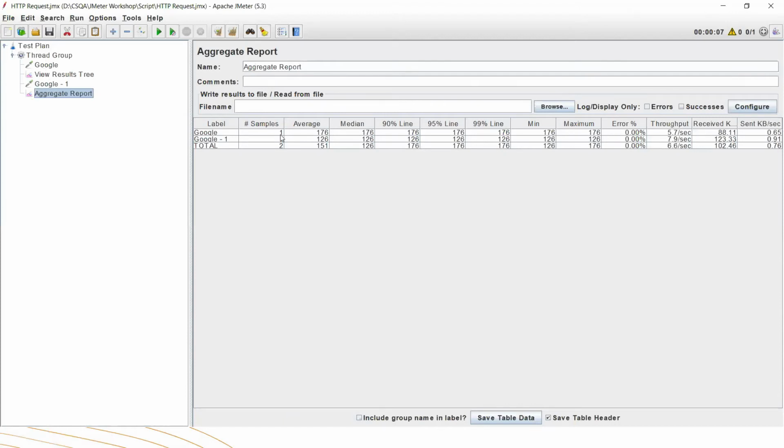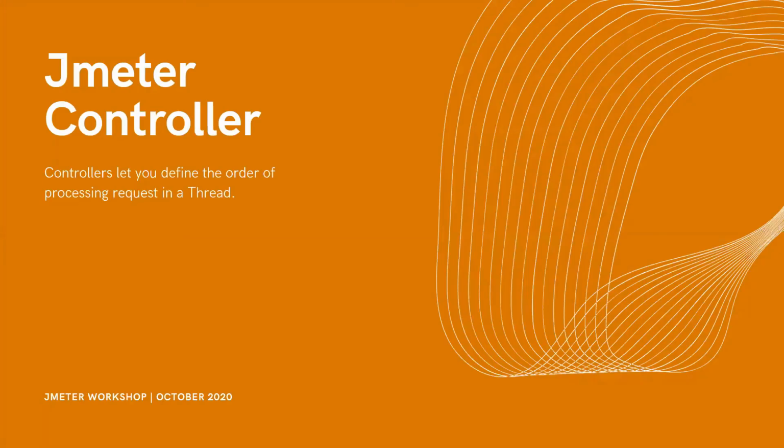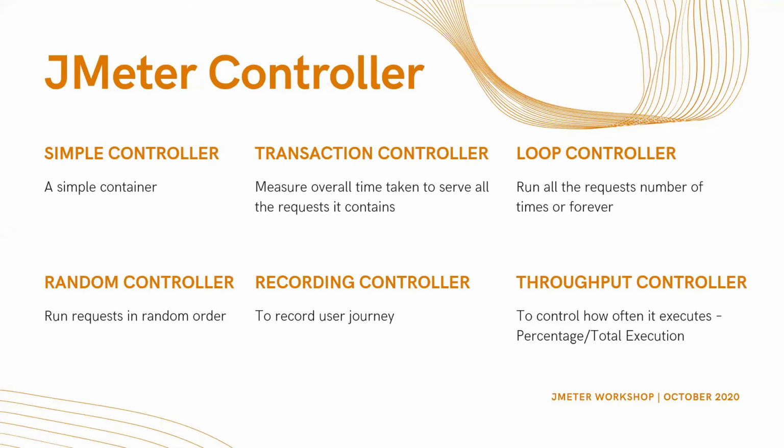Now I want to configure my samplers. So I want to put them into different containers. These containers are nothing but the controllers. So what is a JMeter controller? It lets you define the order of processing in your request. There are different types of controllers available in JMeter. One is the simple controller, then the transaction, loop, random, recording, and throughput.